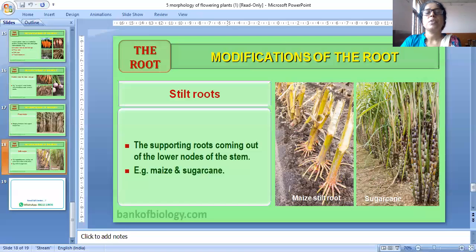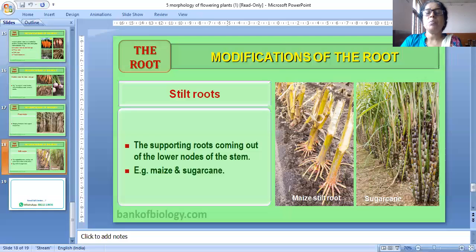Flowers are borne laterally on both the sides in an acropetal succession. Acropetal succession, as I already told you, means the larger flowers are at the bottom and the small ones are at the apex.